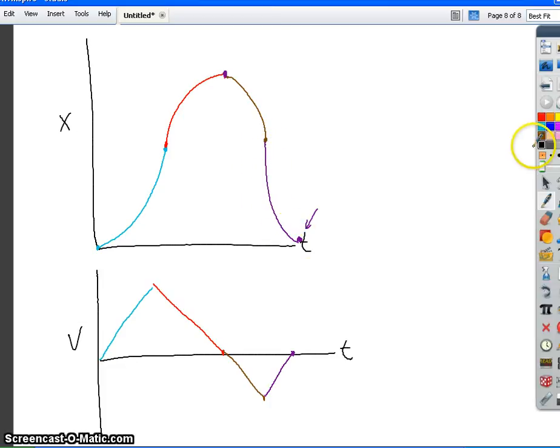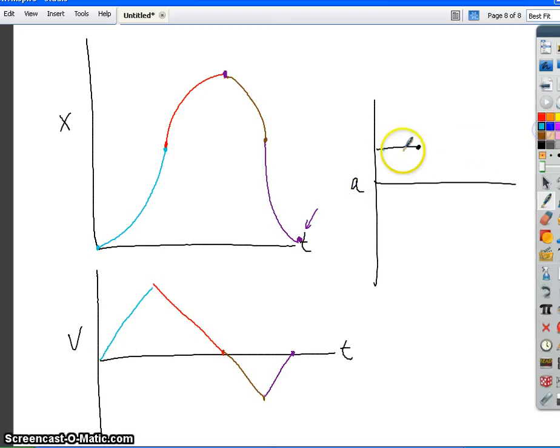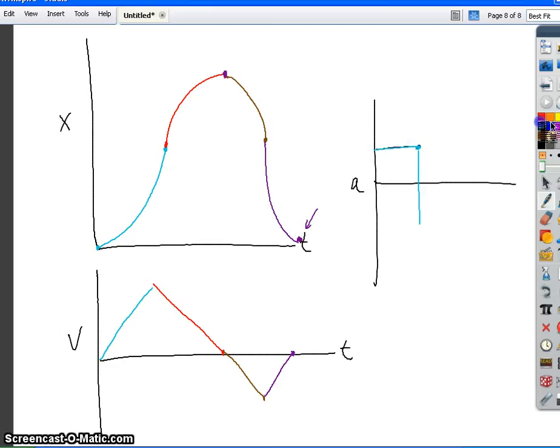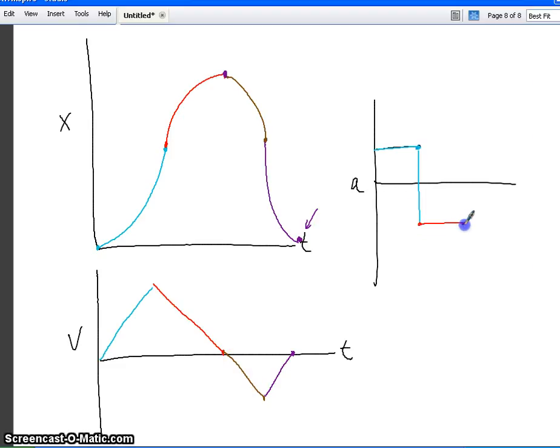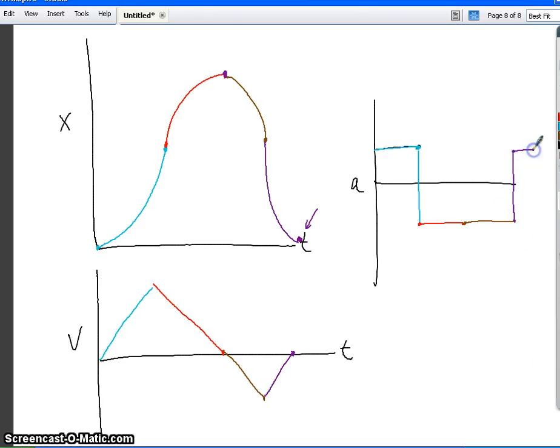So if we were going to do an acceleration time graph, acceleration time, this is a positive slope, so it would be positive. I'll do the colors again. It would be positive. Okay. Then it would be constant negative. And then that doesn't change, constant negative. And then we do purple again, it will go back up and be constant positive. So we have positive acceleration, negative acceleration, negative acceleration, positive acceleration.